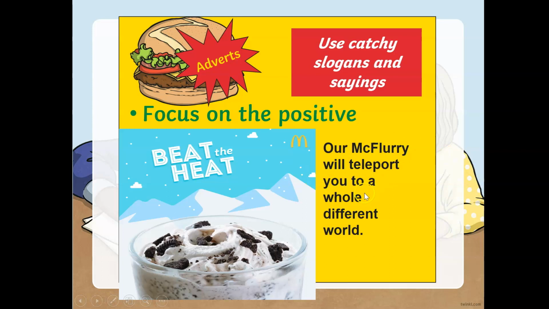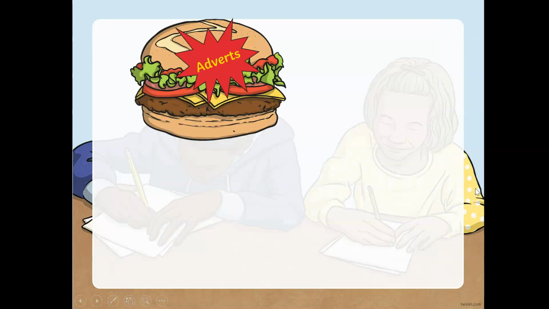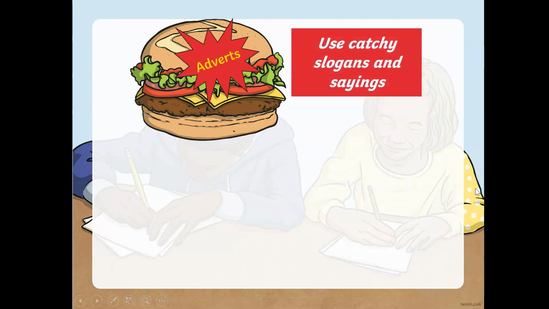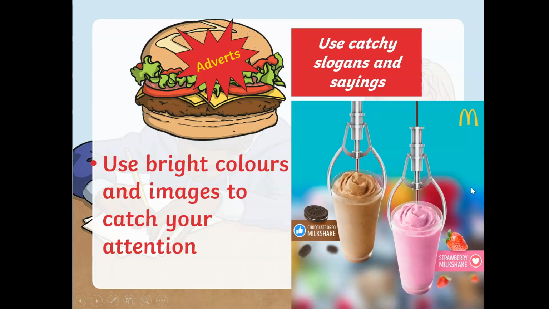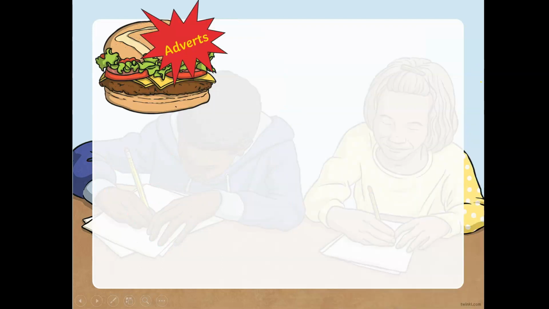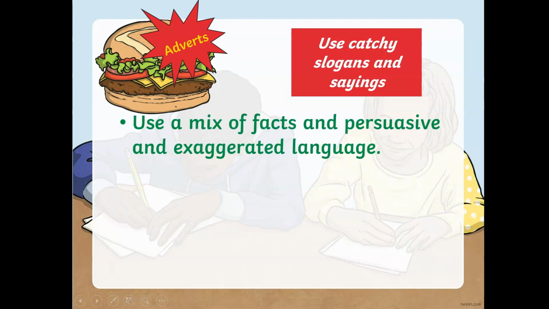McFlurry will teleport you to a whole different world. So this is a kind of saying they present in adverts. So when we talk about catchy slogans and sayings, you need to use bright colors and images to catch their attention. The idea is to catch the attention of customers, the readers, so you can see something which really attracts them. And also, you have to use a mix of facts. Definitely, we cannot rely on providing them false information.